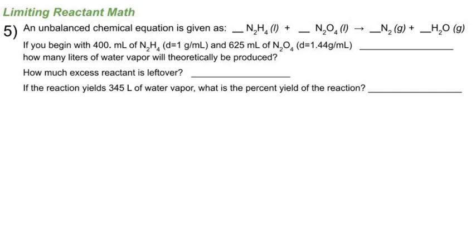It gives us two different given values, and we need to figure out how much product is produced by each. But first we do need a balanced equation, and while it gives us the equation here, it is unbalanced. So we'll go ahead and take a look at that first.